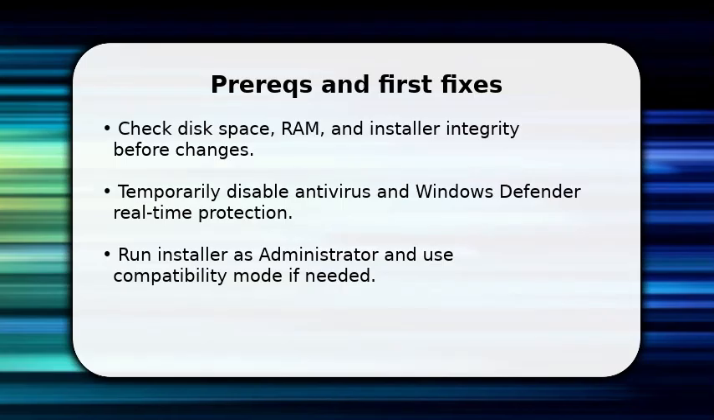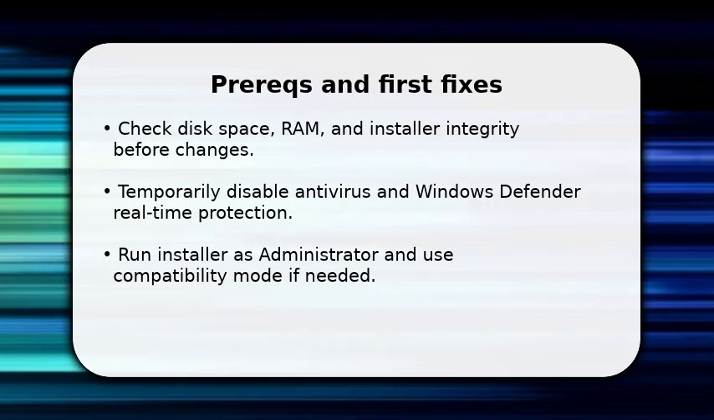You start by preparing the system so repairs work. Verify free disk space and installer checksums. Corrupted installers often trigger Isdone.dll failures. Once done, disable antivirus and Windows Defender real-time scanning temporarily so the installer can write files.